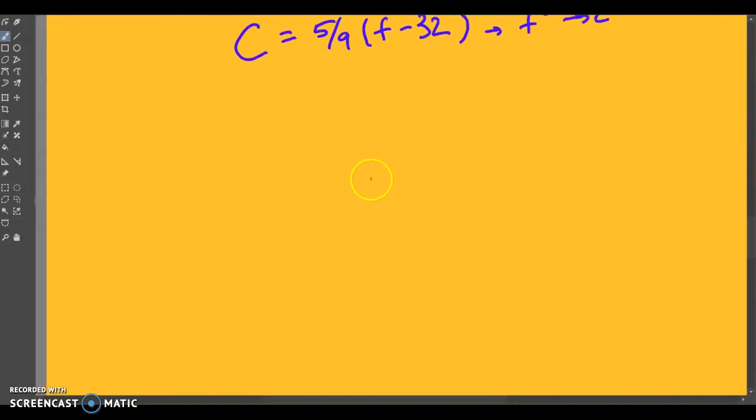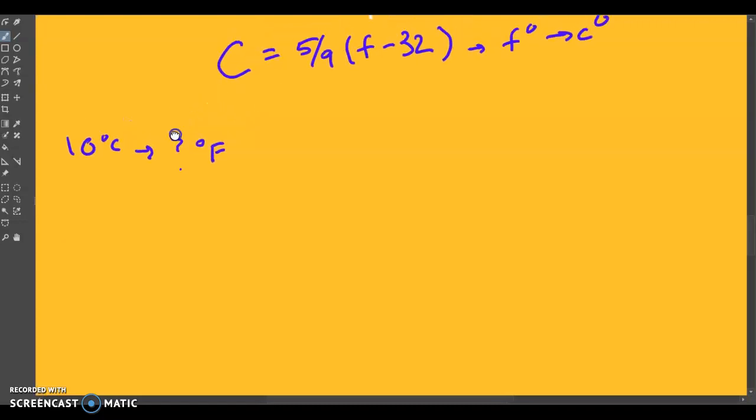So let's say, for example, I ask you, if we have 10 degrees Celsius, how many degrees Fahrenheit is that going to be? Question mark, degrees Fahrenheit. All right, so what we're going to do is look up at these formulas and walk through which one we think will be easier.